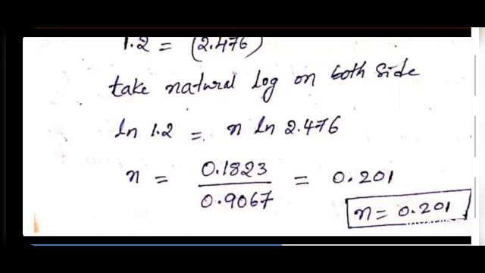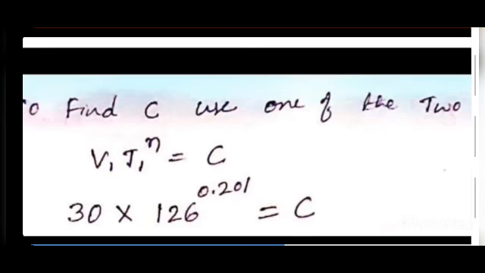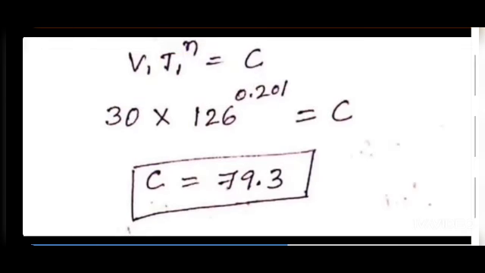V1 T1 to the power of n is equal to C, or V2 T2 to the power of n is equal to C. So V1 T1 to the power of n is equal to C. Okay, if you substitute the V1 value 30 meter per minute and T1 value 126, with n value 0.201, the C value is 79.3. The Taylor tool life equation for this condition is V T to the power of 0.201 is equal to 79.3.